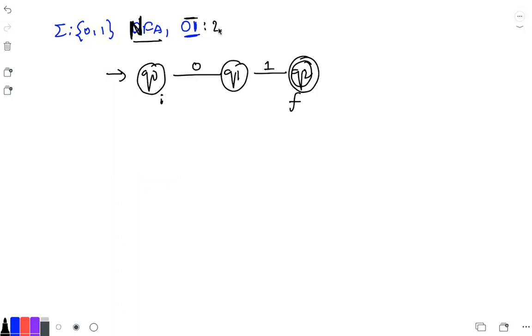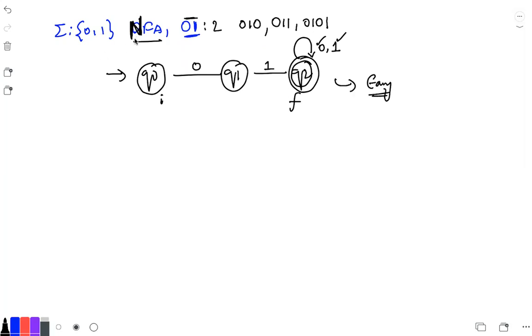Now, if the string is starting with 0, 1, it can also have 0, 1, 0, right? So 0, 1, make it a 0. Or it can also have 0, 1, 1, right? 0, 1, already 0 is given. But as it is NFA, watch this very carefully. As this is NFA, I can also have 1 here. So this NFA will accept 0, 1, 1. If I want 0, 1, 0, 1, it will take 0, 1, again it will take 1. So this is very easy to construct now.